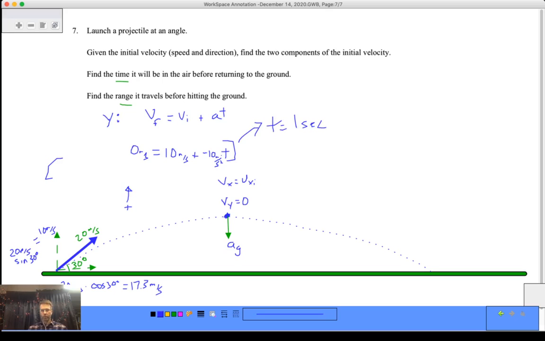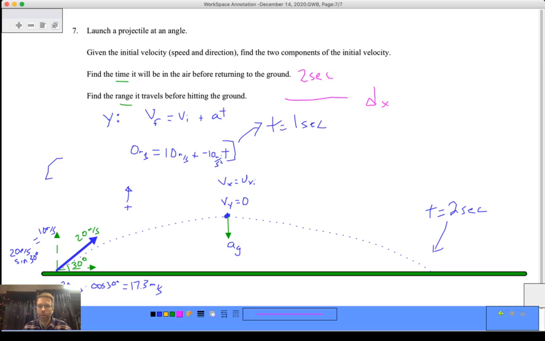Well, that means if we're going all the way to the bottom and this thing is nicely symmetrical, the t when it gets back to the ground is twice that, 2 seconds. And then, if our question is to find the time in the air, 2 seconds, we got it. And the range is just the distance x when it gets to the ground.